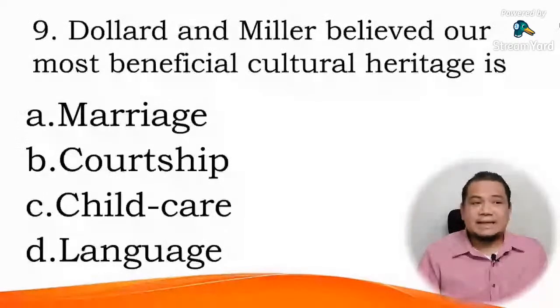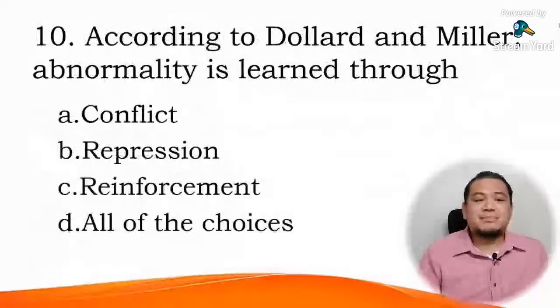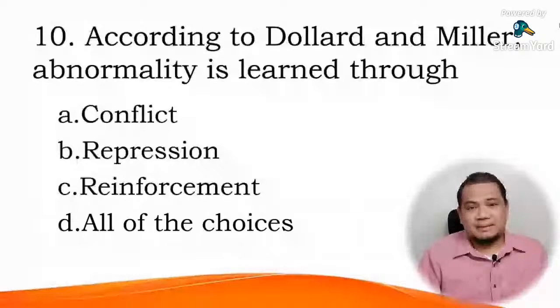Number 10. According to Dollard and Miller, abnormality is learned through A. Conflict, B. Repression, C. Reinforcement, or D. All of the choices.